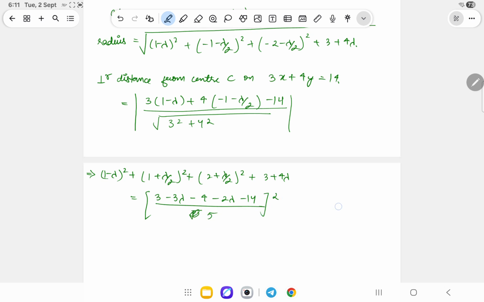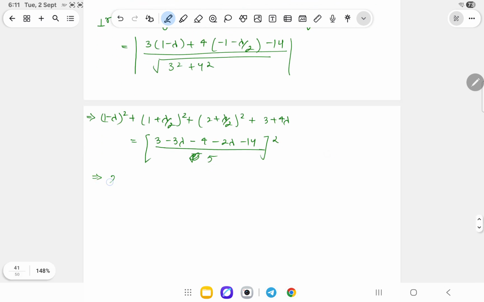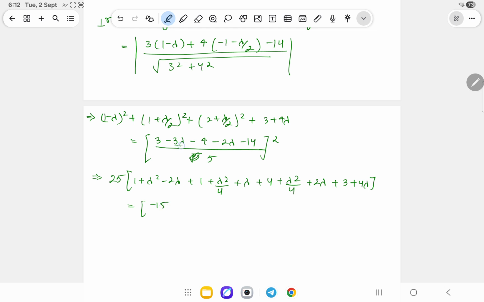5 square. So this basically gives me 25 into [(1 plus lambda) square minus 2 lambda plus 1, plus (1 plus lambda) square by 4, plus lambda plus 4, plus lambda square by 4, plus 2 lambda, plus 3 plus 4 lambda], equals, on the left hand side, 3 minus 1 minus 15, and minus 5 lambda square.